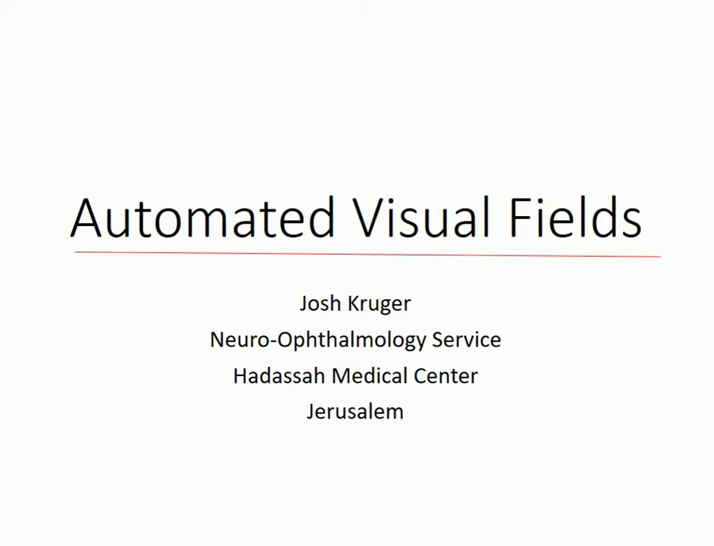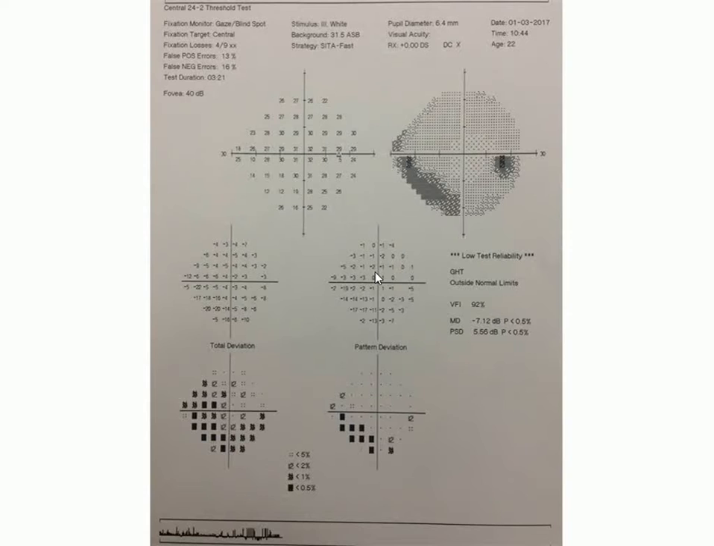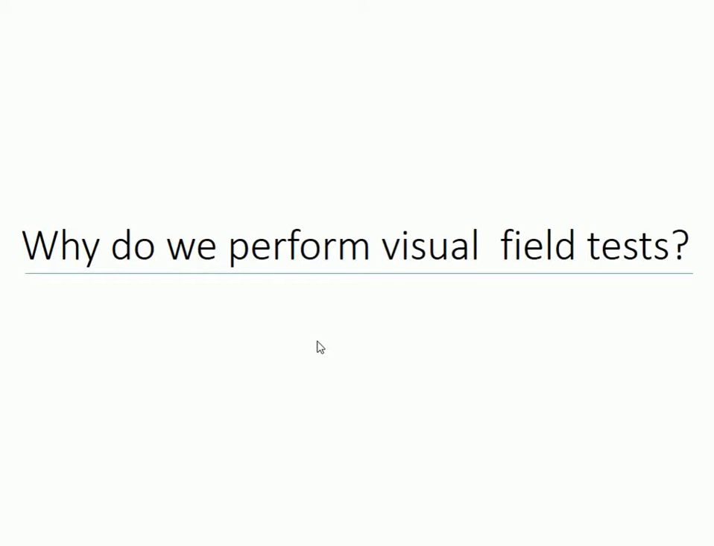Hi. So in this lecture, we're going to discuss an introduction to the concept of automated visual fields. Through the course of the lecture, this visual field example is what we're going to try to progressively learn about, so that by the end, hopefully we understand all the details going on in this visual field. So the first thing I want to establish is, why do we check people's visual fields?